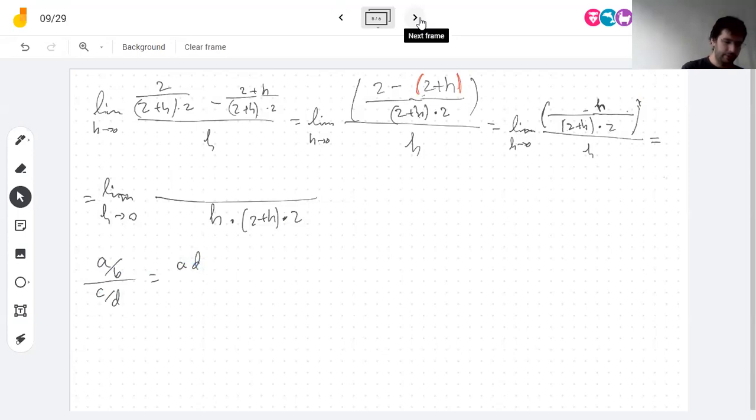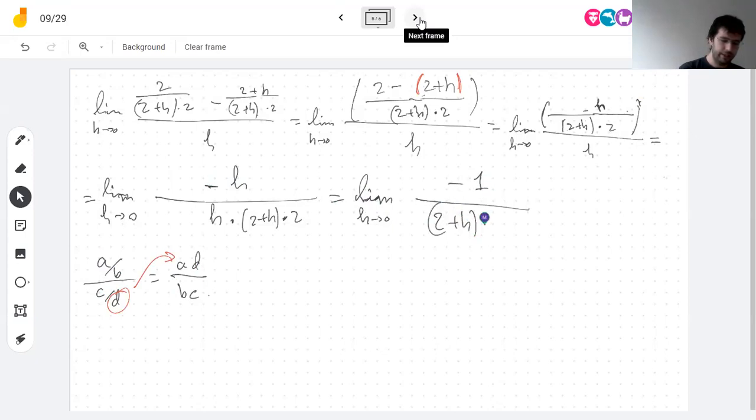This thing that was on the bottom here jumps to the top, and I get this. And now in the numerator, the only thing I have left is negative h, and this is 0/0, but there's a clear way to simplify it by taking out the h's. Negative 1 divided by 2 plus h times 2. Now this is a rational function where I can plug in and I have no problem.